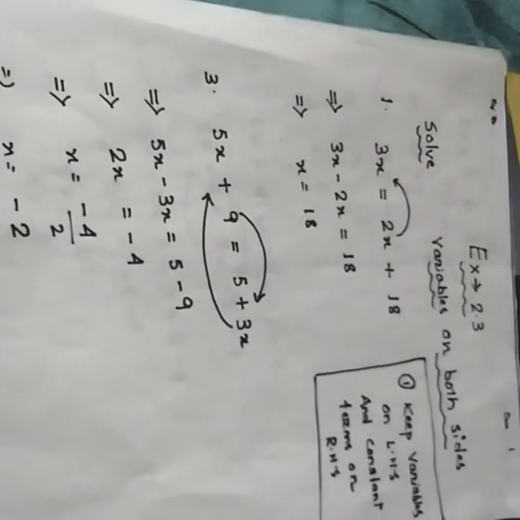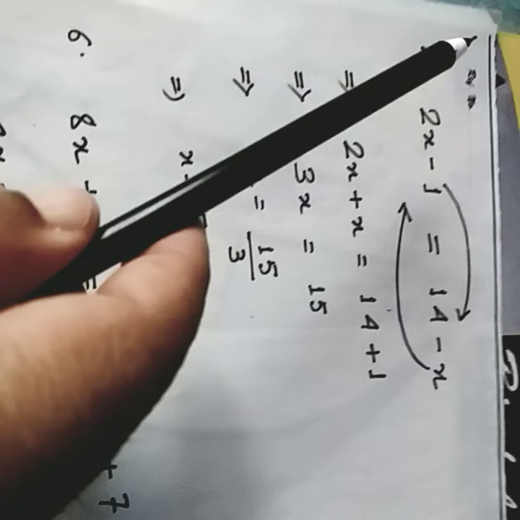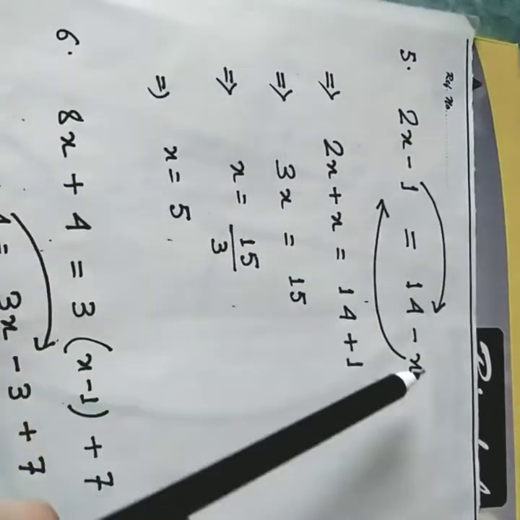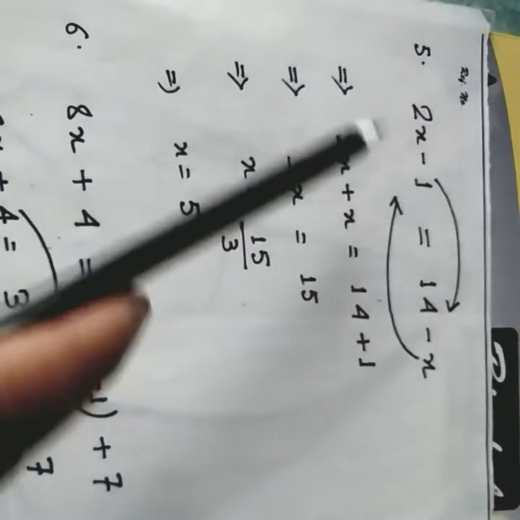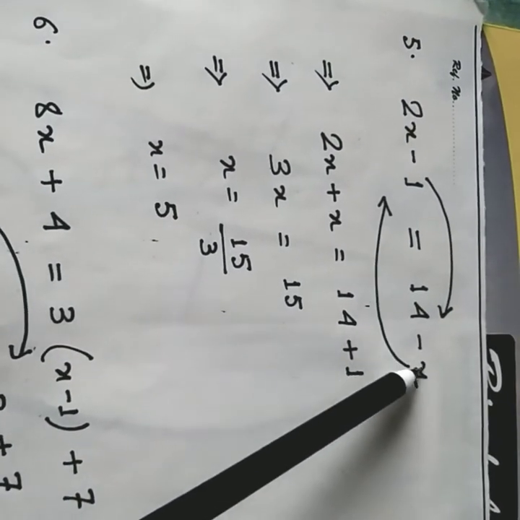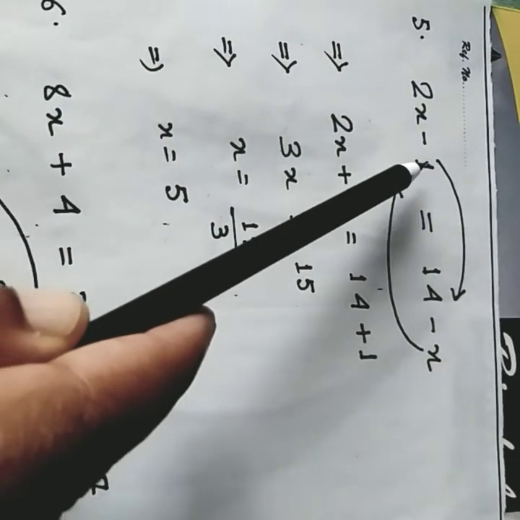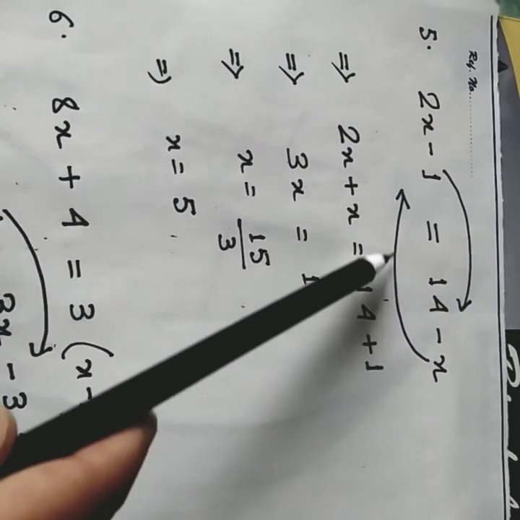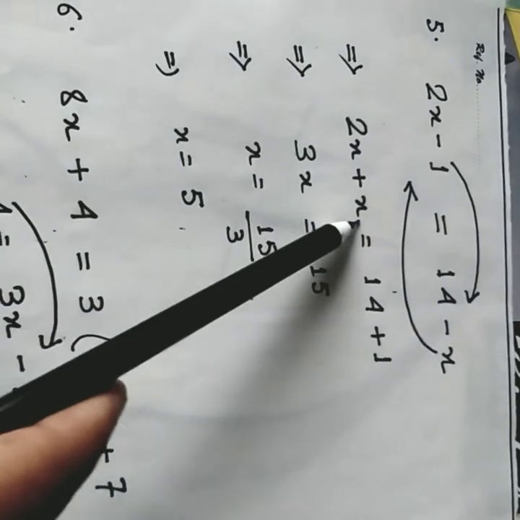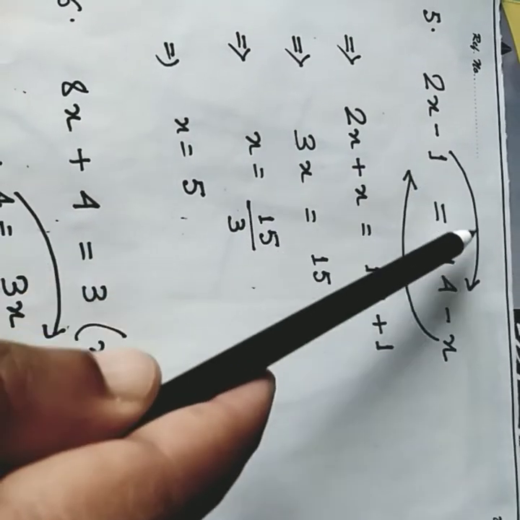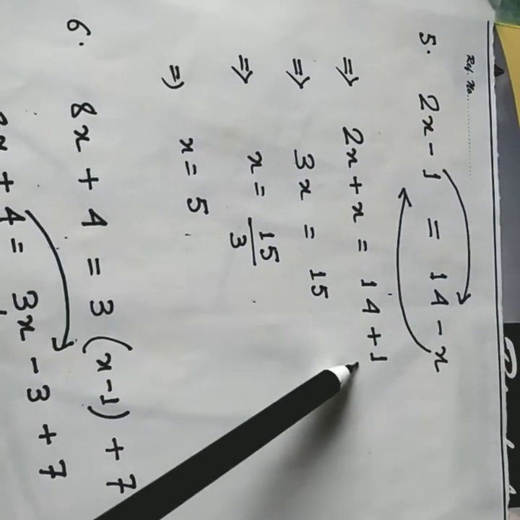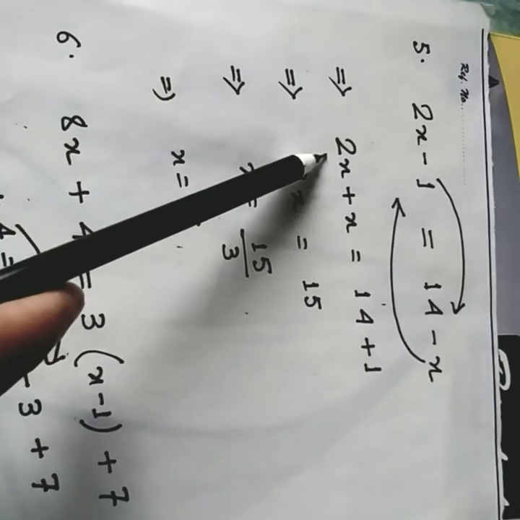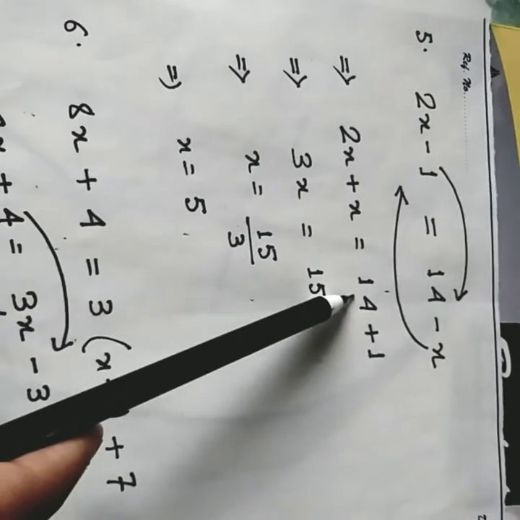Okay students, now let's move on to the next question, which is question number 5. Again we see that both sides are carrying the variable as well as the constant term. So again we have to bring this minus x to LHS and minus 1 to RHS. When we bring this minus x to LHS, it will become plus, and when we take this minus 1 to RHS, it will become plus. So what is the second step? 2x plus x equals 14 plus 1.